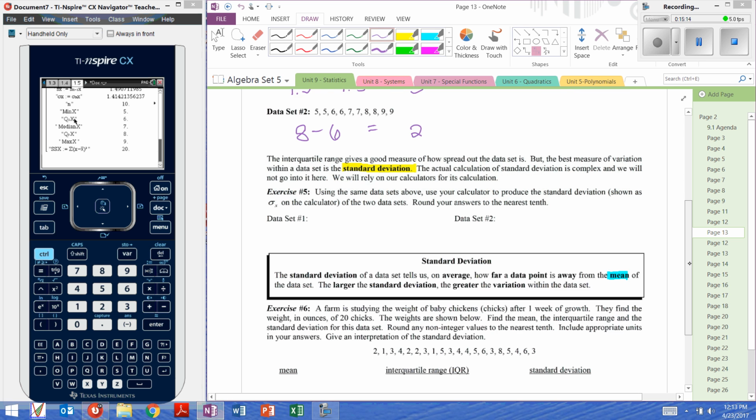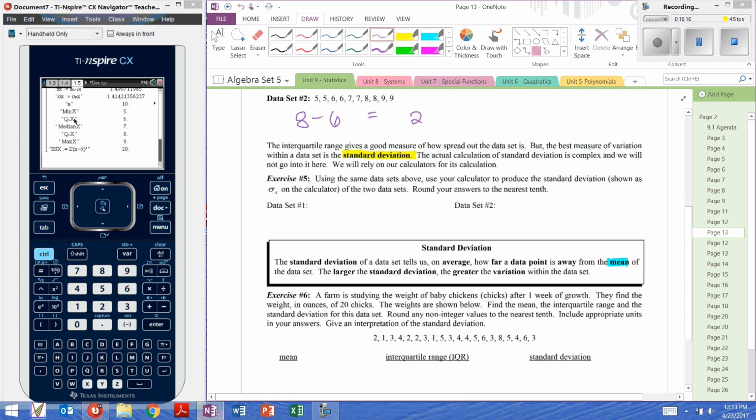Now, we can also talk about variation by using standard deviation. You can go pretty deep into standard deviation. We are definitely not going to do that in algebra, but what we do need to know is where you can find it on the calculator and what it actually means. On our calculator, it appears as sigma x. So what we're going to look for in each of the data sets, I can actually see it right now.